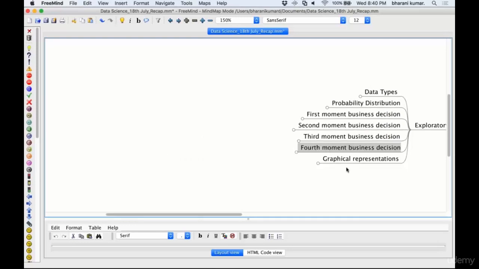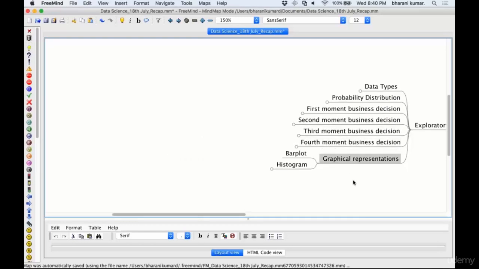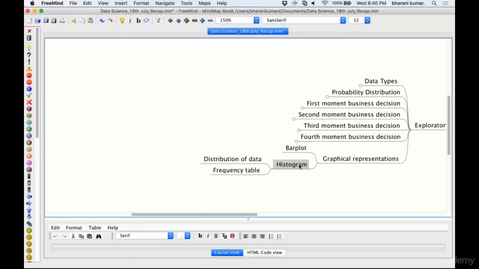Post which we have resorted to discussing about graphical representation such as bar plot and then histogram. Histogram will explain you about the distribution of the data. Are the data skewed? Is it right skewed, left skewed? Do you have kurtoses? Is there single mode or do you have multiple modes? All that can be analyzed using a simple histogram. You first come up with a frequency table and then come up with a histogram.